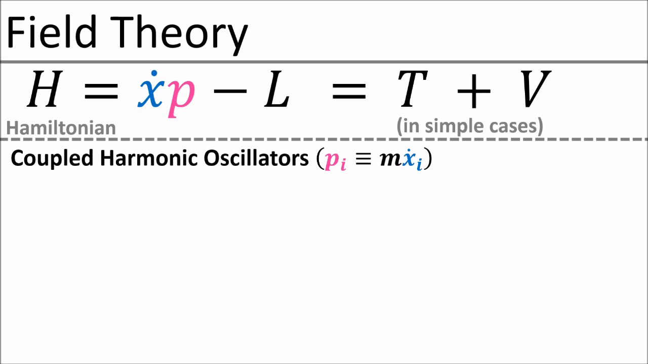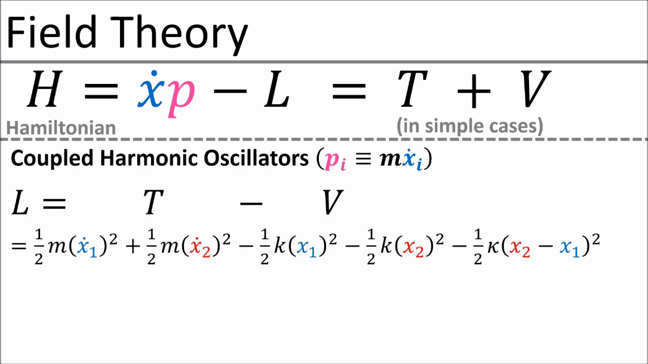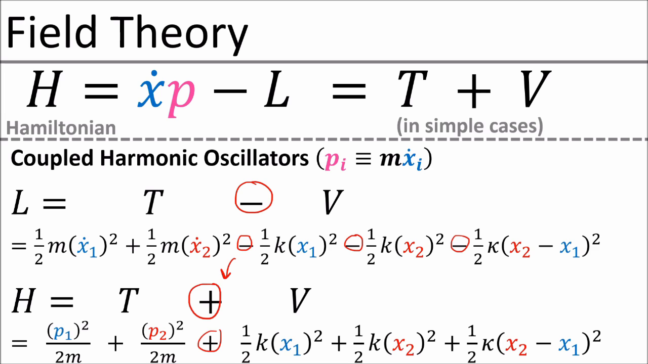Our coupled oscillator system is an example of one of these special cases, and we can get its Hamiltonian just by starting with the Lagrangian and changing the signs on the potential energy terms, and also replacing x dot with p in the kinetic terms.